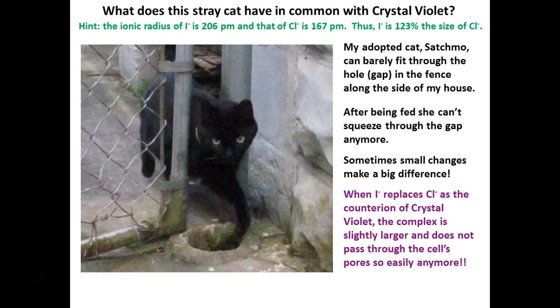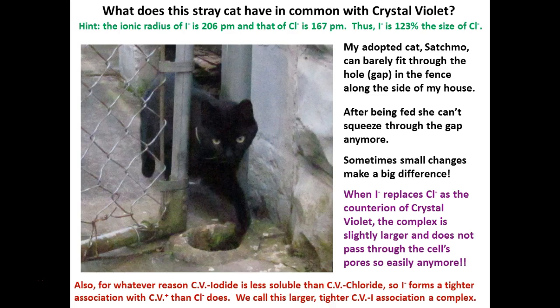So I want you guys to really think about and visualize that when you think about the crystal violet and the iodine, how it's a much larger molecule, and how it's not going to fit back through the original hole that it went through because it's bigger, just like Sachimo. Make sense?